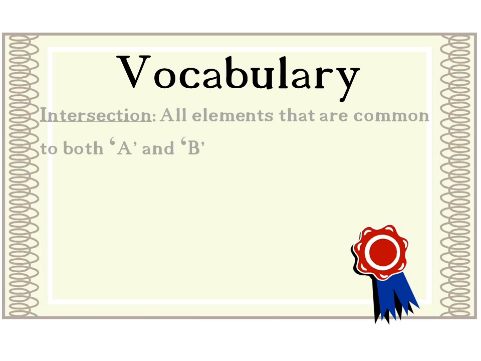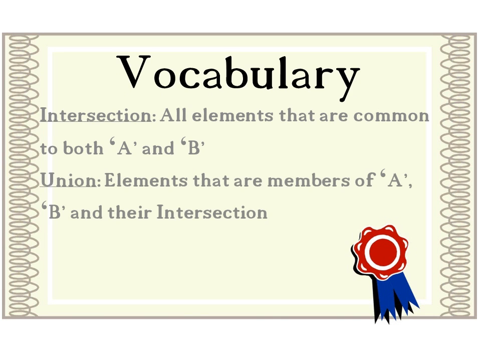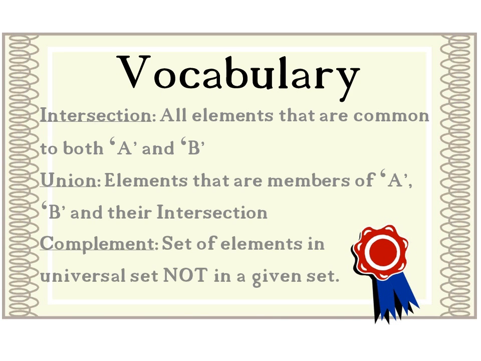There are several important vocabulary terms to know. Intersection, where all elements are common to both A and B. Union, elements that are members of A, B, and their intersection. Complement, set of elements in the universal set that is not in the given set.